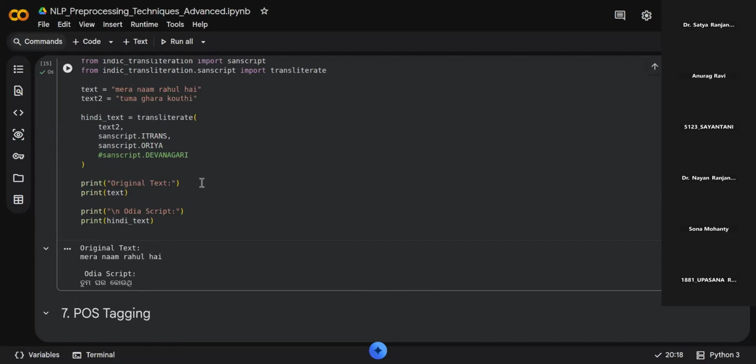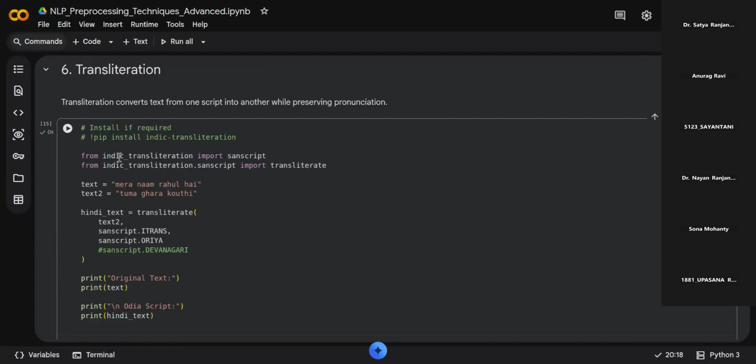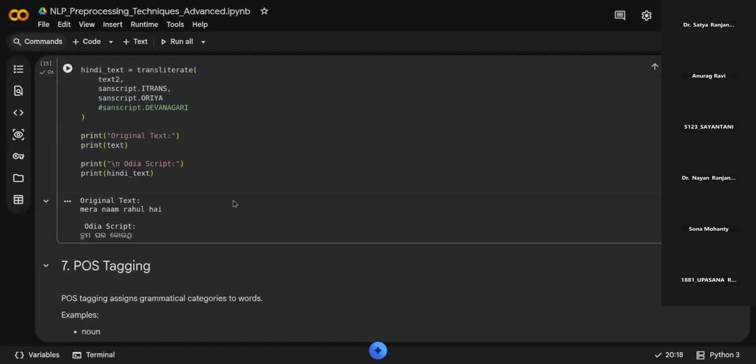Okay, so this is the way you can easily use this module to convert our Indic language, which is written in English, to its corresponding original form. It's called transliteration.